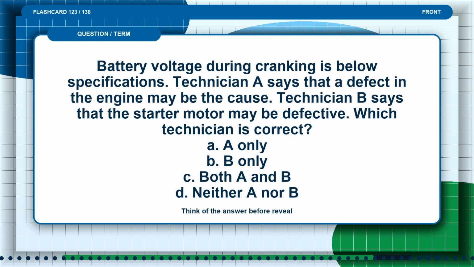Flashcard 123. Battery voltage during cranking is below specifications. Technician A says that a defect in the engine may be the cause. Technician B says that the starter motor may be defective. Which technician is correct? A only. B only. C, both A and B. D, neither A nor B. Pause and think of the answer before the reveal.